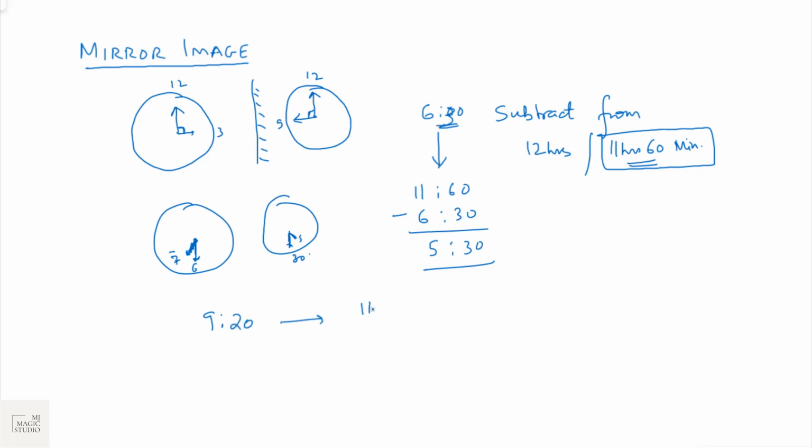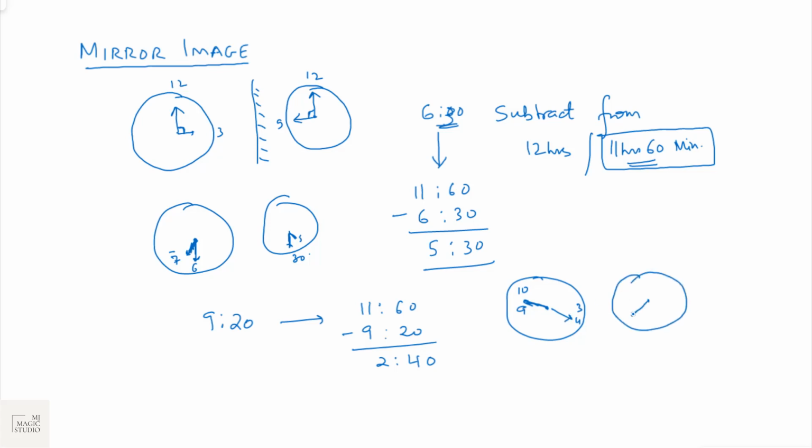So what will be the mirror image when it is 9:20? Mirror image would be simply 11:60 minus 9:20. That would be 2:40. So instead of drawing the mirror image and then finding the answer, it is better you just subtract it from 12 hours if hours are given, or subtract it from 11 hours 60 minutes, because 1 hour is equal to 60 minutes, and find the required answer.